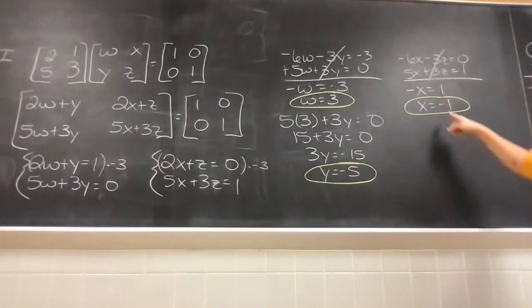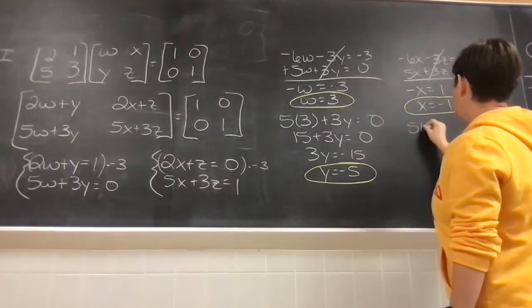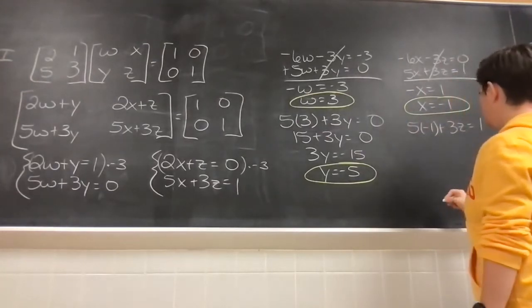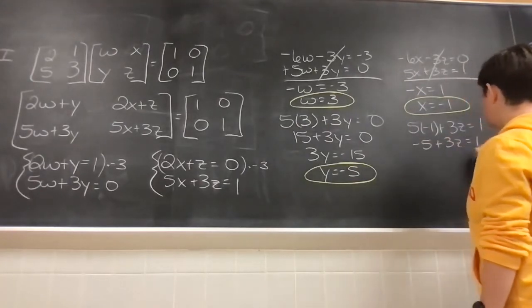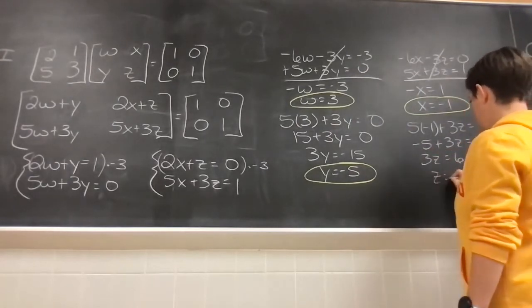And again, now that I know one of my variables, I can back substitute. So 5 times -1 plus 3z equals 1. -5 plus 3z equals 1. 3z equals 6. Z equals 2.